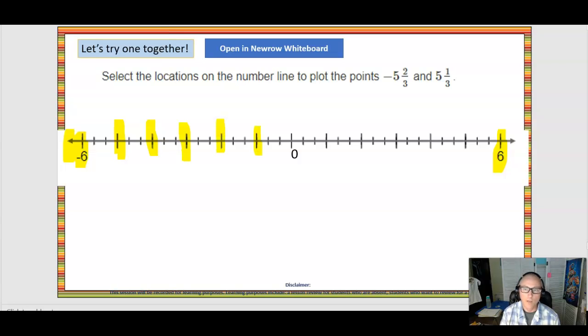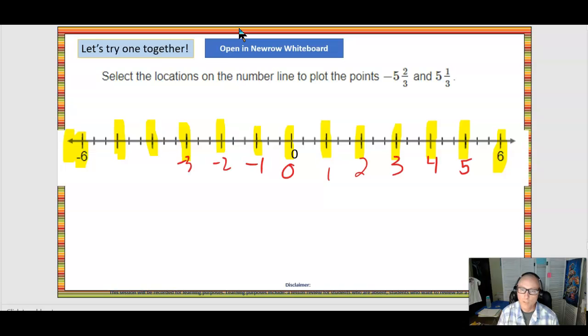Like if you started, let's start at positive 6. Let's just count back here. I'm going to highlight them first so I don't get lost. If you didn't have a 0 there, because sometimes they're not going to have a 0, you just go, oh, that's going to be 5, 4, 3, 2, 1, and then you would know that the 0 goes here. Negative 1, negative 2, negative 3, negative 4, negative 5. So negative, see, 5 and 1/3.